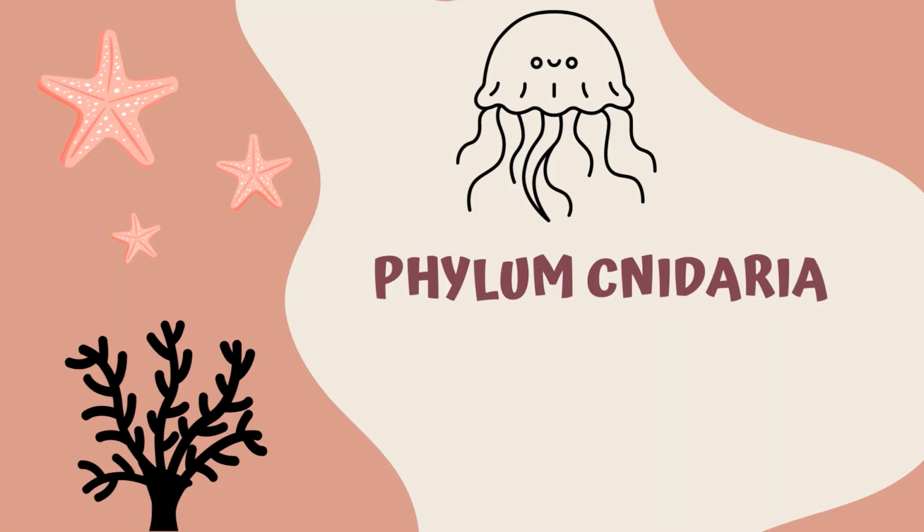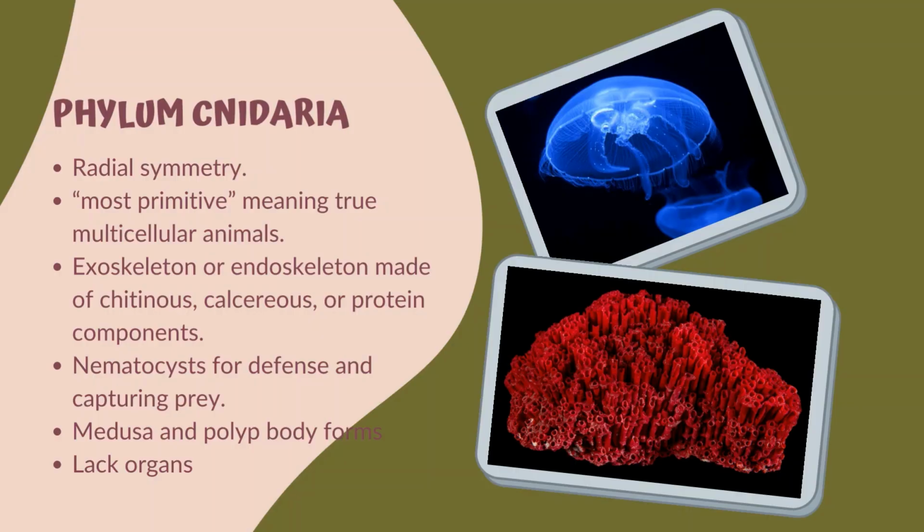Now, as for our last phylum, it is the phylum Cnidaria. The phylum Cnidaria are radial in symmetry, meaning similar parts are arranged symmetrically around a central axis. They have stinging tentacles and a simple gut with only one opening, also known as a gastrovascular cavity. Considered to be the most primitive of the eumetazoans, meaning they are true multicellular animals.